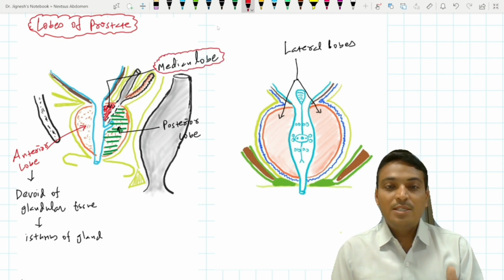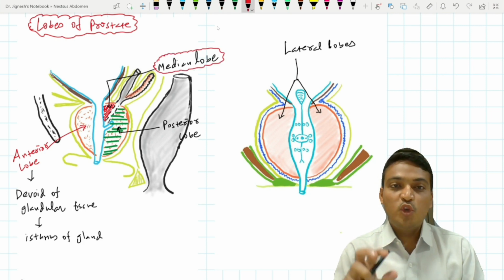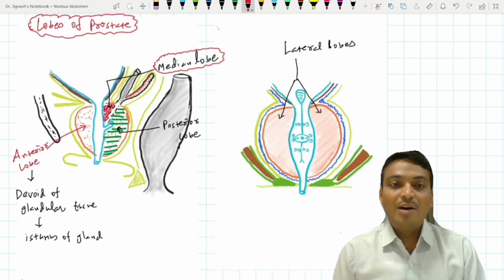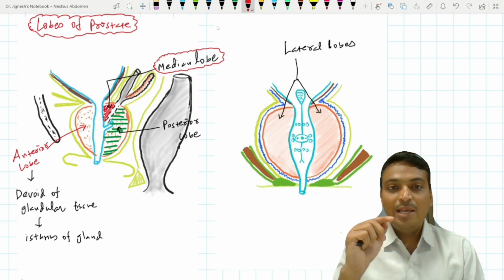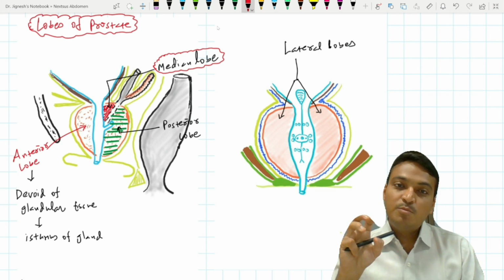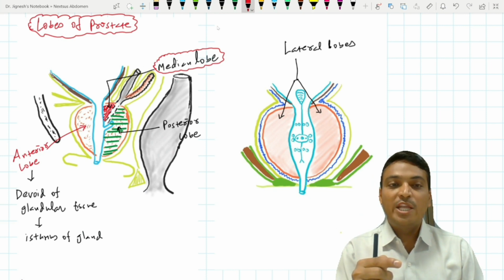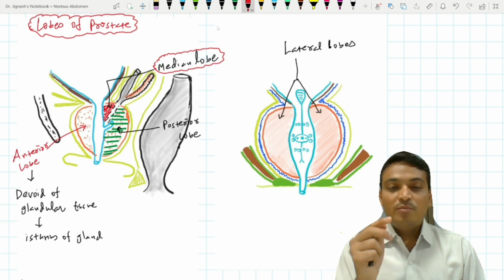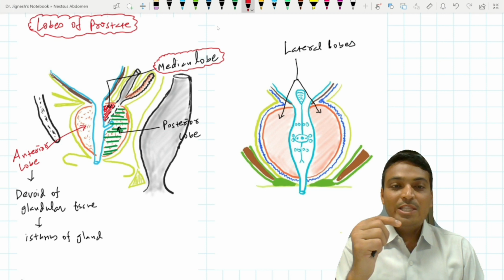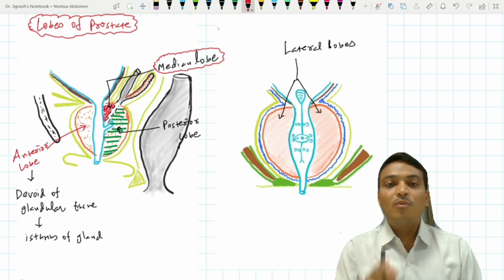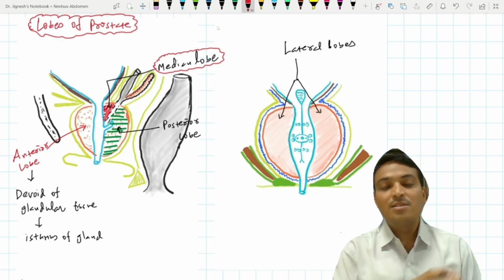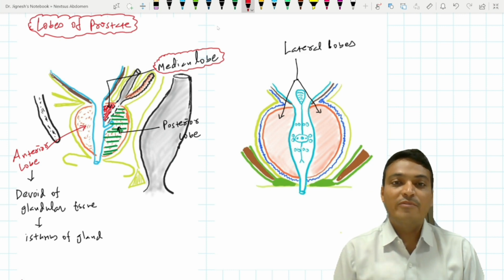This median lobe is responsible for the formation of the uvula vesicae. That uvula vesicae is the part of the median lobe which projects inside the prostatic urethra from behind, and that creates an elevation within the prostatic urethra. Because of this elevation, it forms one crest, the urethral crest, as we have discussed in our lecture on the urethra previously.